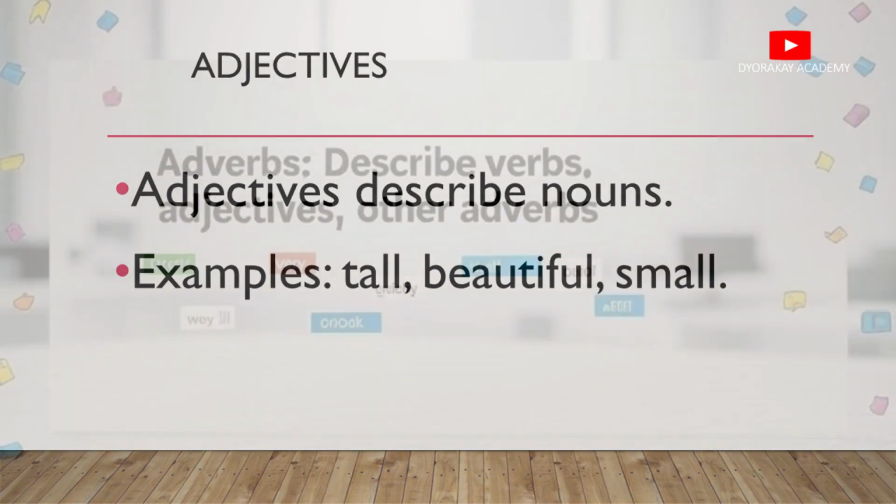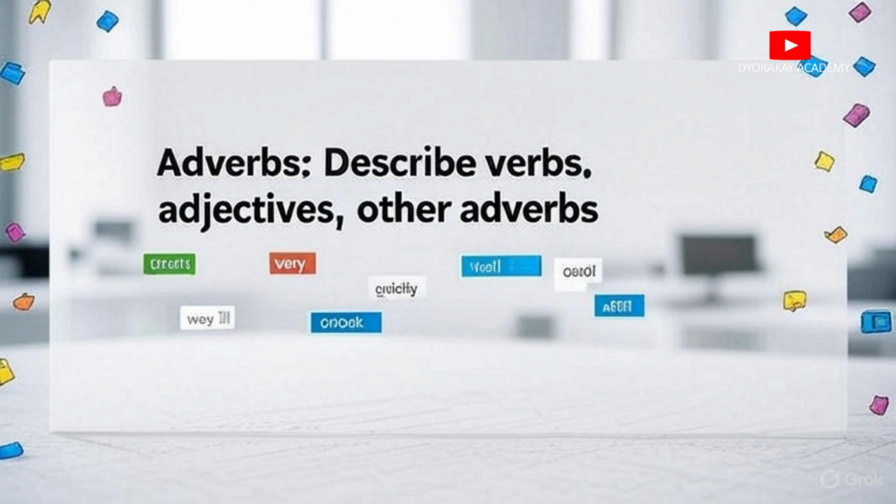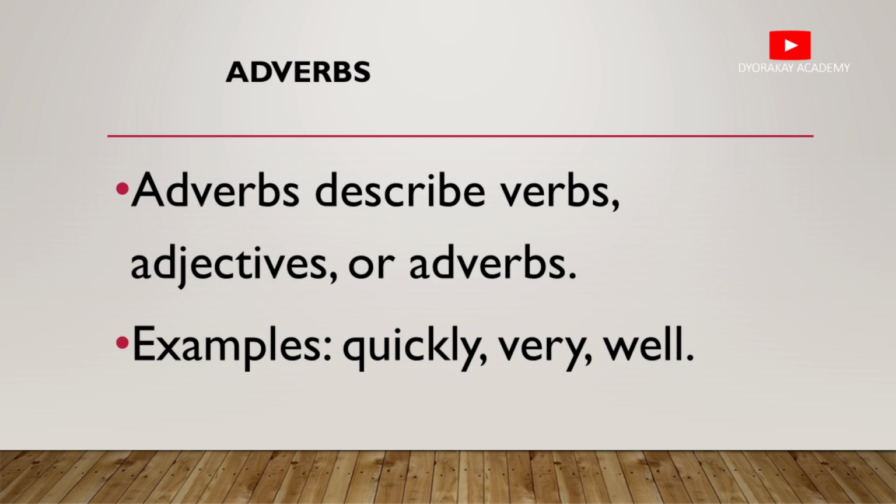Now let's talk about adverbs briefly. Adverbs, on the other hand, describe verbs, adjectives, or even other adverbs. They often answer questions such as how, when, or where. For instance, she sings beautifully. He arrived yesterday. Or the child plays outside. Notice how adverbs add extra information that makes the meaning richer.